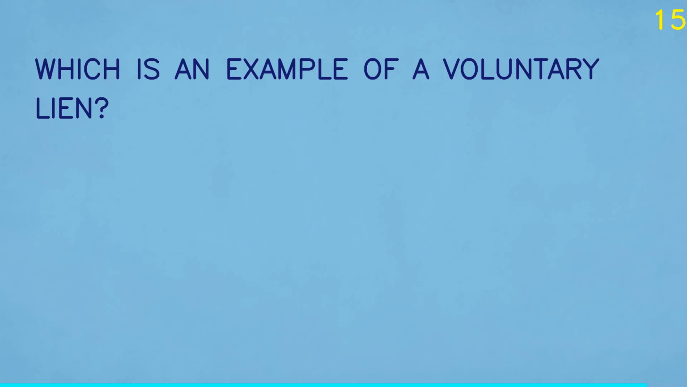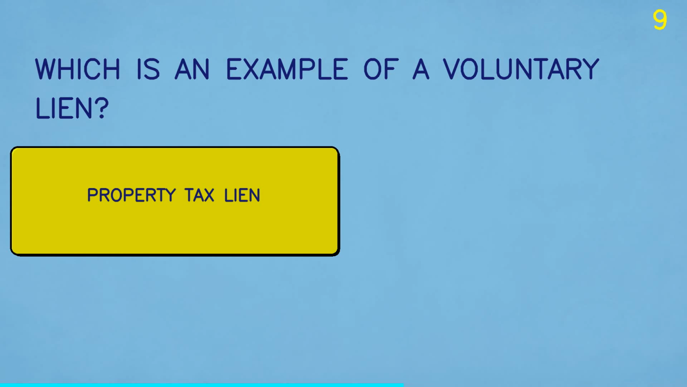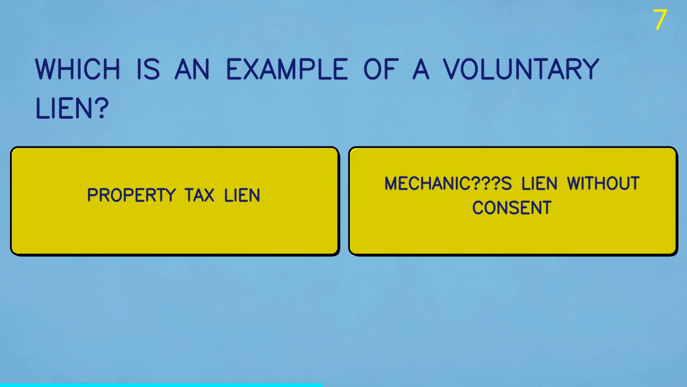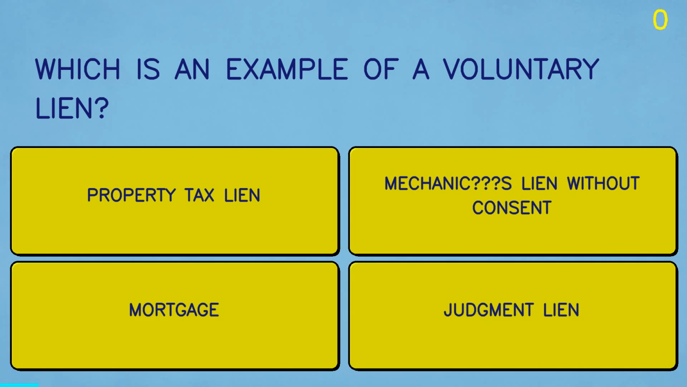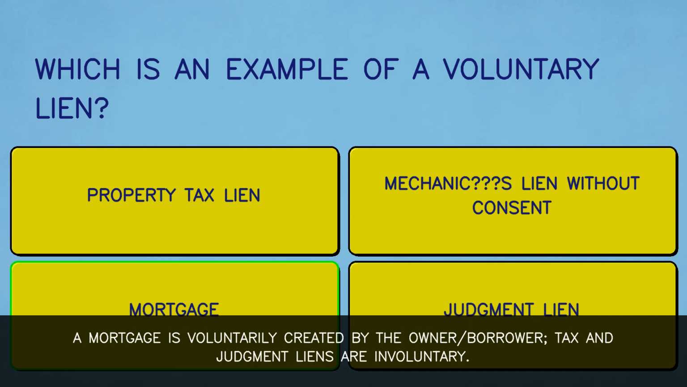Question 4. Which is an example of a voluntary lien? A. Property tax lien. B. Mechanics lien without consent. C. Mortgage. D. Judgment lien. The correct answer is mortgage. A mortgage is voluntarily created by the owner-borrower; tax and judgment liens are involuntary.